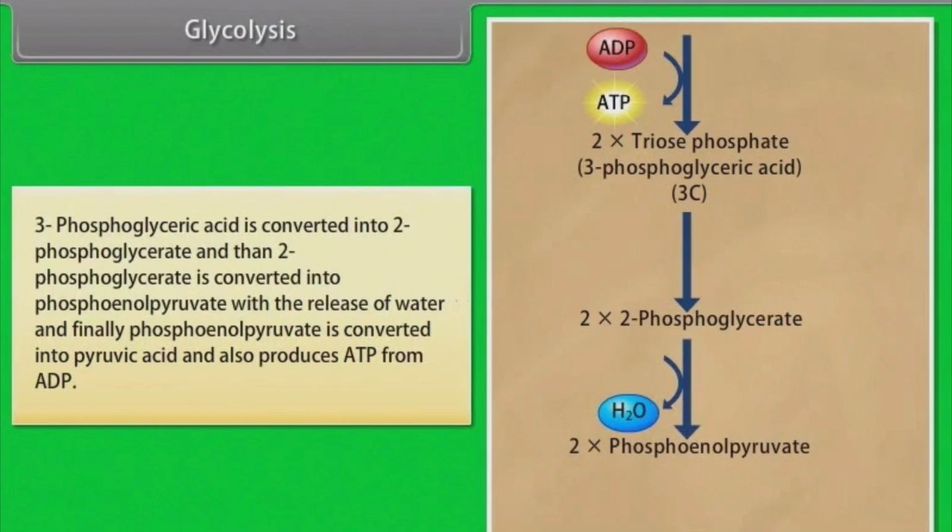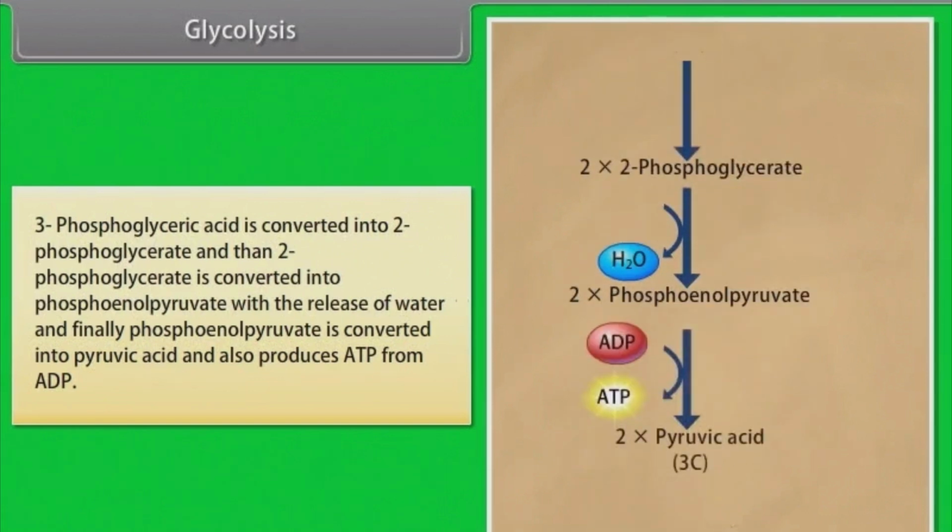2-phosphoglycerate is converted into phosphoenol pyruvate with the release of water, and finally phosphoenol pyruvate is converted into pyruvic acid and also produces ATP from ADP.